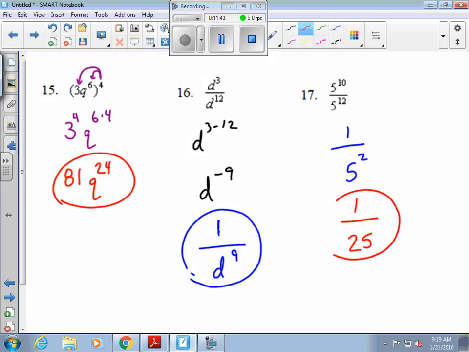Again, if you need to write out the step where you subtract them, you're going to have something that says 5 to the 10 minus 12, which will give you 5 to the negative second, which tells you to ride the elevator. Once it rides the elevator, it becomes this one. So if you can visualize, if you can see that shortcut, great. If you can't, it just takes 5 more seconds. Not a big deal.